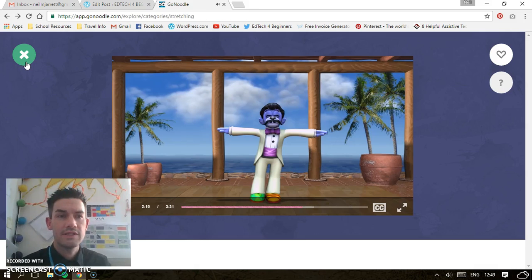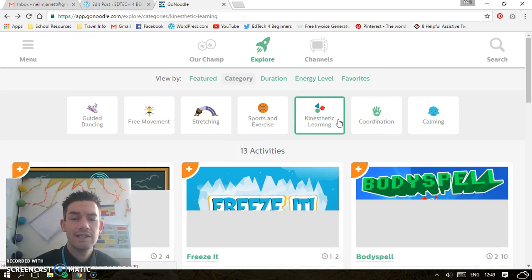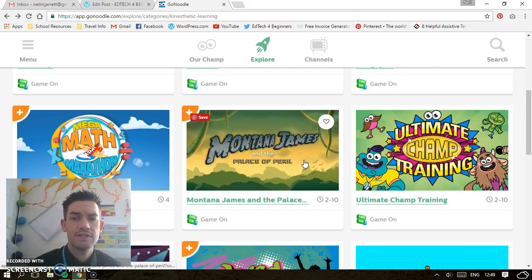Okay, so you get the idea. That's a 3.5 minute one, and it's just getting them stretching, getting them focusing on different things. There's loads of different ones. There's kinesthetic learning, so they have to freeze in different poses, for instance. That's quite a nice one.